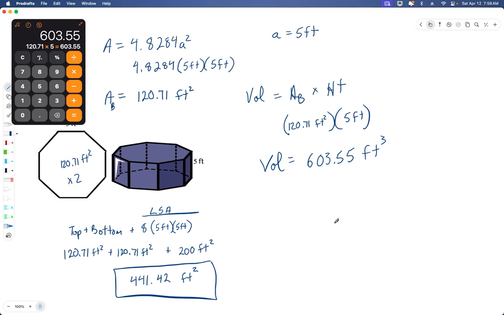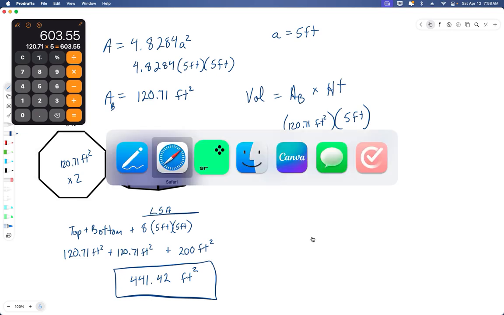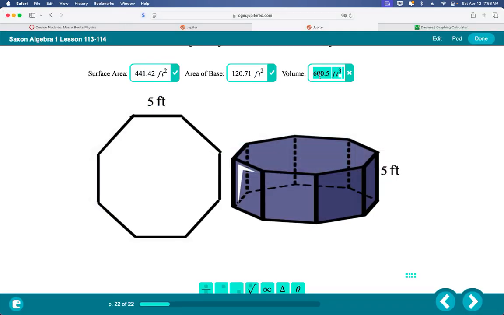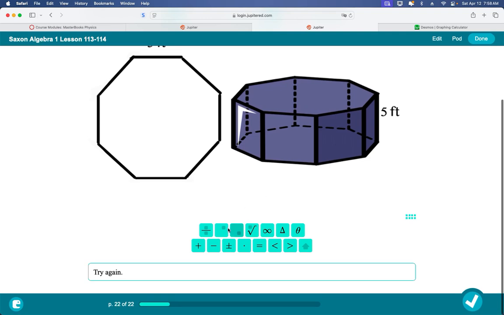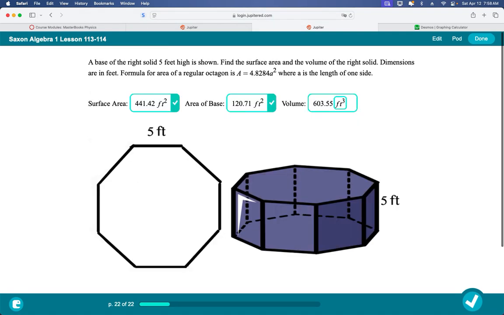If you caught it and I didn't, that's actually better, because then you are getting the hang of it. You know what you're doing. So I guess I forgot to put the 1 whenever I keyed it in. So 603.55 feet. Let's change that. 603.55 feet cubed. Let me see if this is right. Yes, okay. So that's all I did. I just miskeyed it when I put it in my calculator.